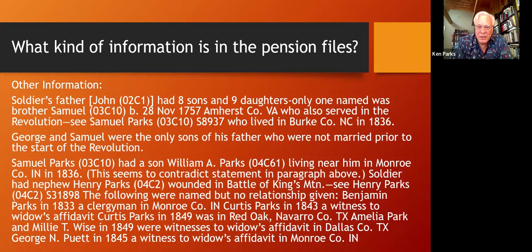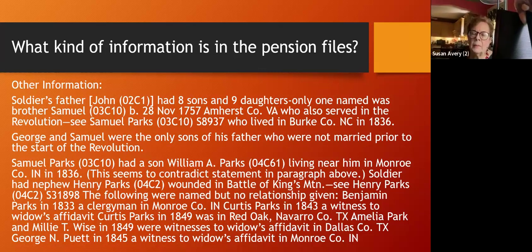Interesting too, again, if we didn't know this information, George and Samuel were the only sons of his father who were not married prior to the start of the Revolution. So if we didn't have firm marriage information for those other children, it would at least narrow it down to a time frame prior to the Revolution in 1775 or 76. Just little bits of information that can be helpful if you don't already have access to it.